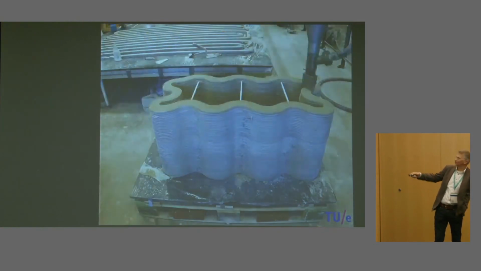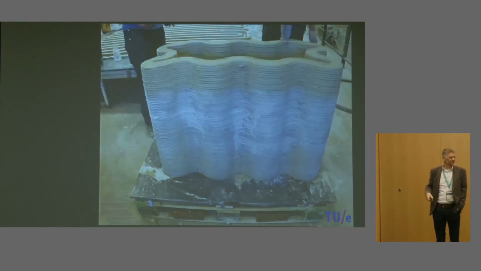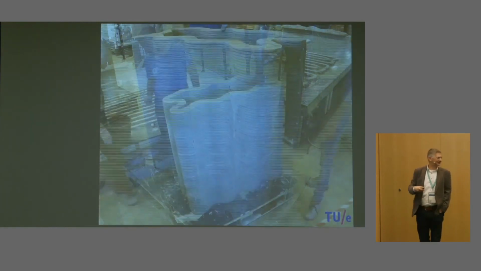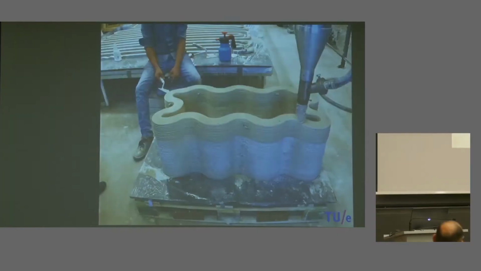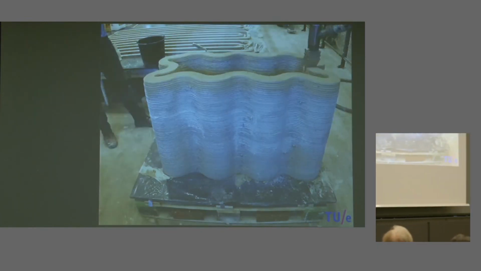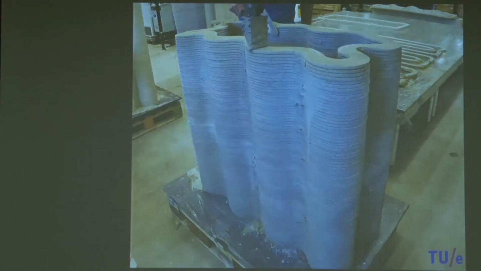Now, of course, I made use of the knowledge. I printed the wall with a series of curves that's much more stable in terms of structural stability, and then you can print as high as you want. So if you know the trick, you can just print. You can print fast, and then you're in control of what you're doing.